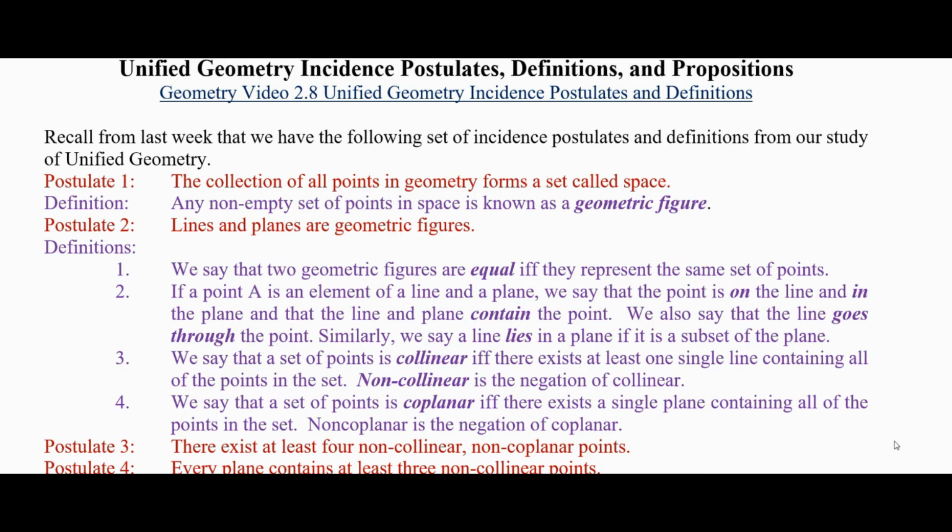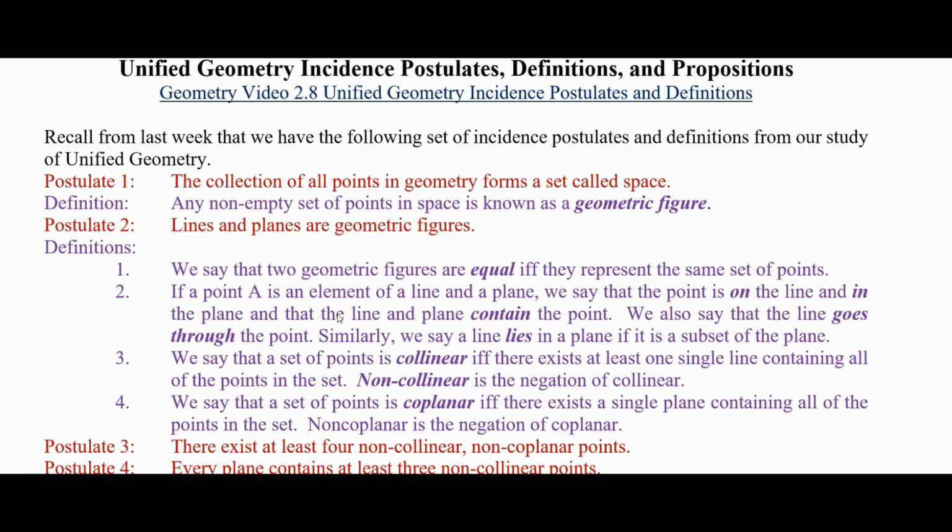Let's very briefly review the unified geometry incidence postulates, definitions, and propositions that we did from our previous playlist, playlist 1, from last week's notes. Postulate 1: the collection of all points in geometry forms a set called space. The definition: a non-empty set of points in space is known as a geometric figure. Postulate 2: lines and planes are geometric figures.